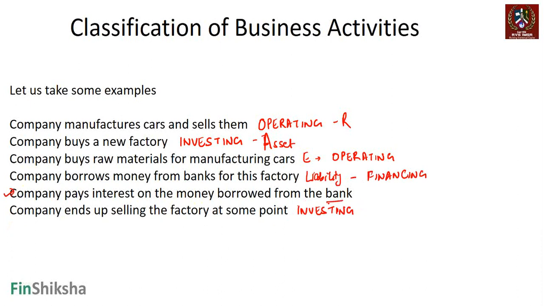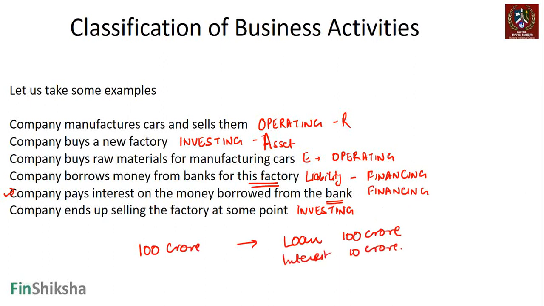Now, when you borrow money from a bank, if you pay interest to the bank, then it is safe to classify it as a financing activity. There's nothing wrong with that. But under some principles, let's say you have borrowed money for the factory building. Let's say the factory costs 100 crore and you take a loan of 100 crore for building that factory, and you pay an interest of 10 crore on that loan. Now this loan was taken because you were building a factory.